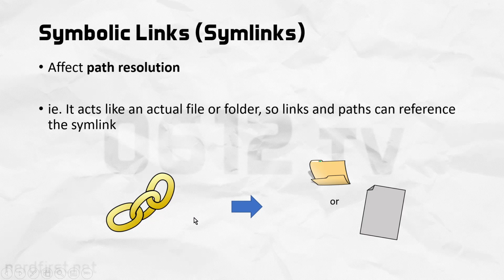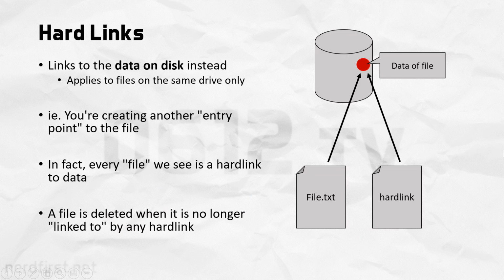A symbolic link links to a file or a folder, right? But a hard link takes this one step further by linking directly to the data on the disk. I am sort of glossing over some of the technical details here, but the key takeaway is that the hard link will point to some location on disk where the actual data exists. Essentially, you're creating another entry point to a file that already exists.